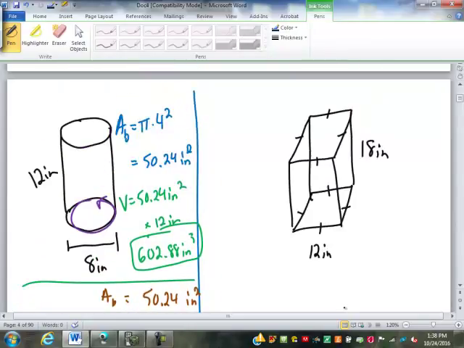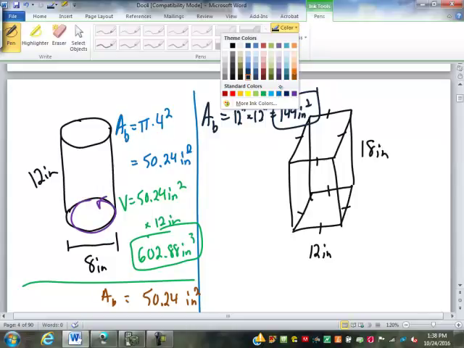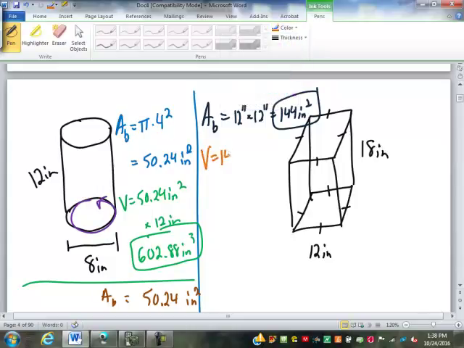This other one's a lot easier. We're going to start out with the area of our base, which is going to be just 12 by 12 or 144 inches squared. So that makes our volume 144 inches squared times 18 inches, otherwise known as 2,592 inches cubed. That's our volume.